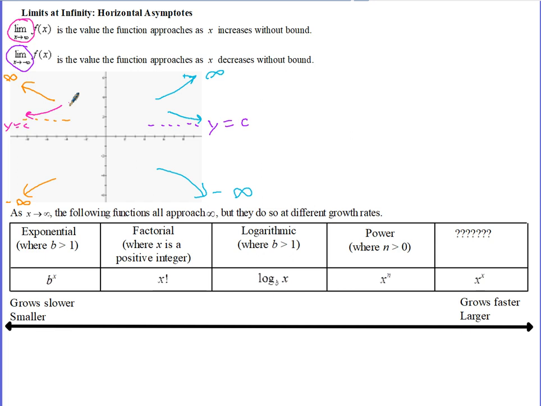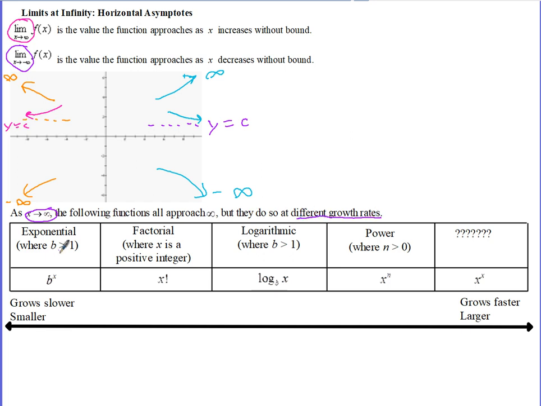So oftentimes we're asked to figure out what these are without the graph. So let's take a look at first some things we didn't quite look at before in AP Calculus AB, and that's comparing some different types of functions and their growth rate. So as x approaches infinity, all of these become infinite, but they do so at different growth rates.